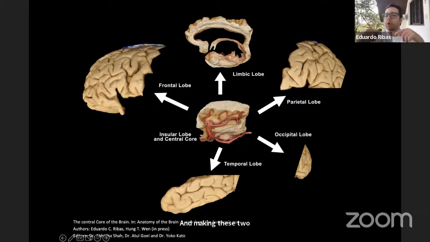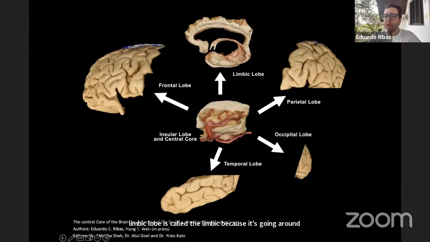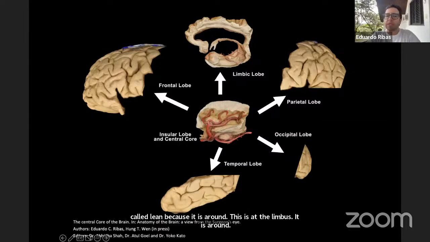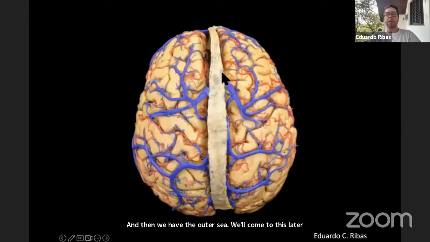The limbic lobe is called limbic because it is going around. It is at the limbus, it is around, and that's why it's making these C's. So we have an inner C made by the amygdala, the hippocampus, and the fornix. This is the inner C or the subcortical C of the limbic lobe. Inside we have the thalamus, of course. And then we have the outer C. We'll come to this later, but we have the cingulate gyrus and the parahippocampal gyrus. This is the outer C.